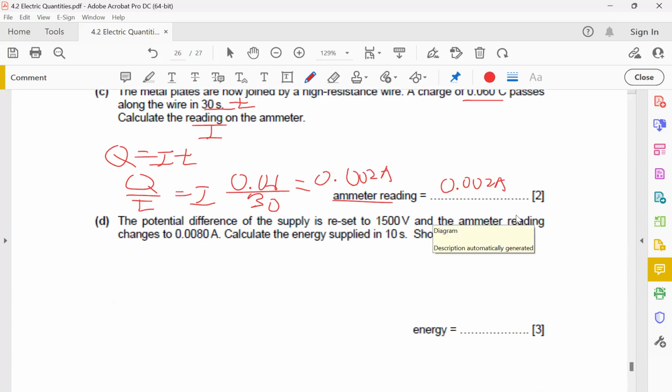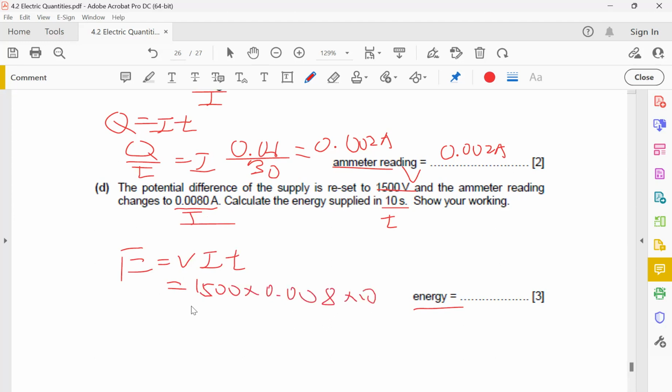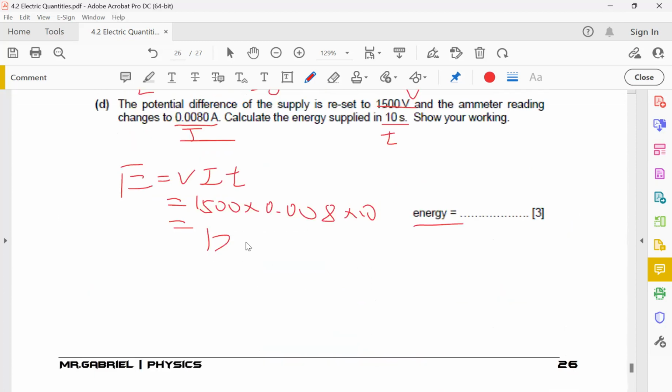And finally, they ask you to find energy once again, and they already give you the values. Literally, just substitute it into your formula and press it into your calculator. And you'll get the answer. How much? 120 joules.